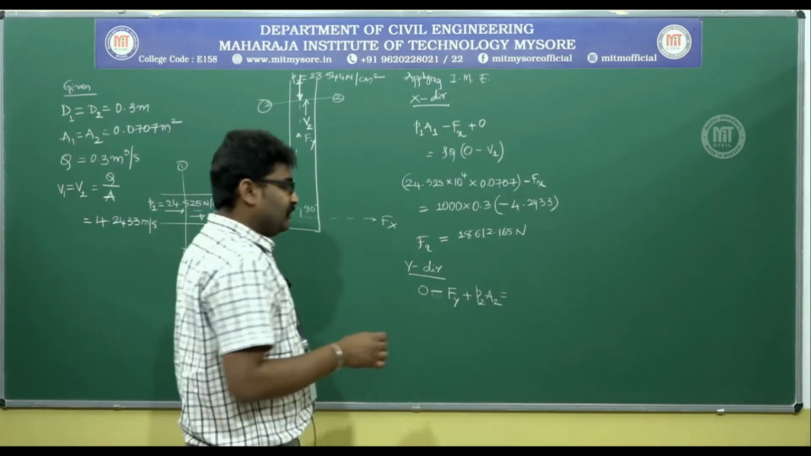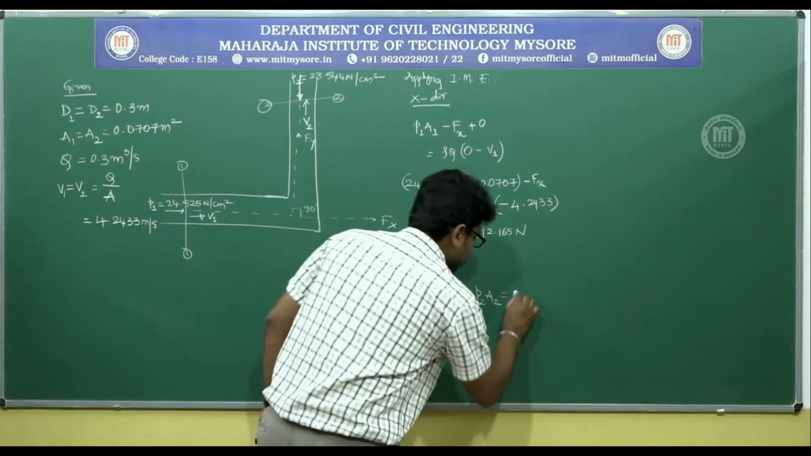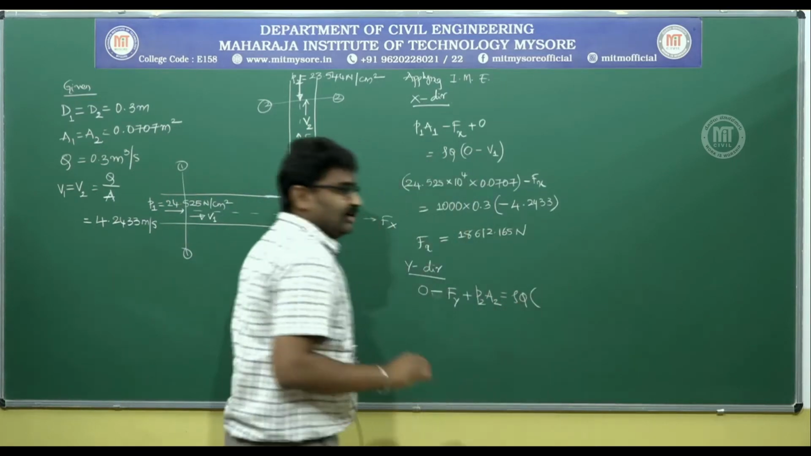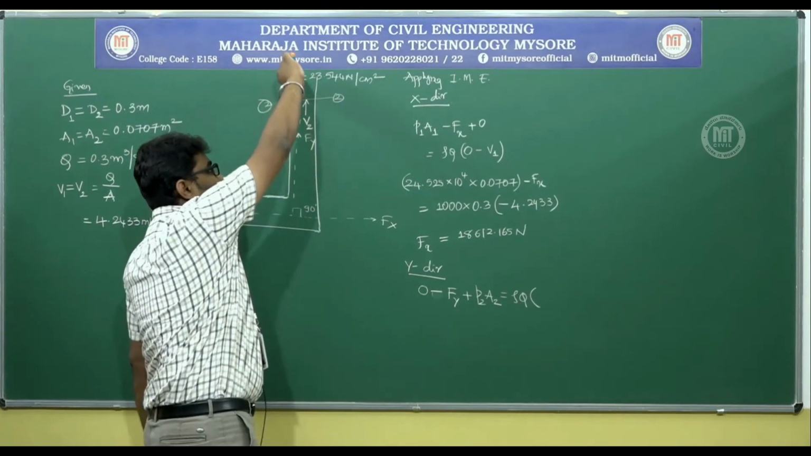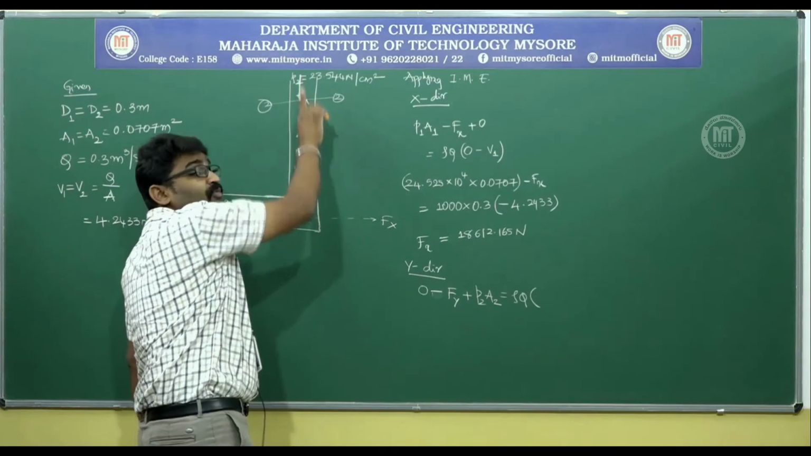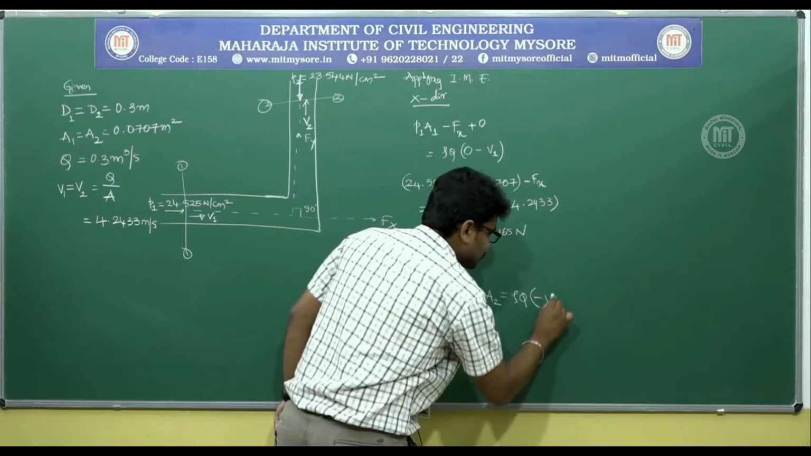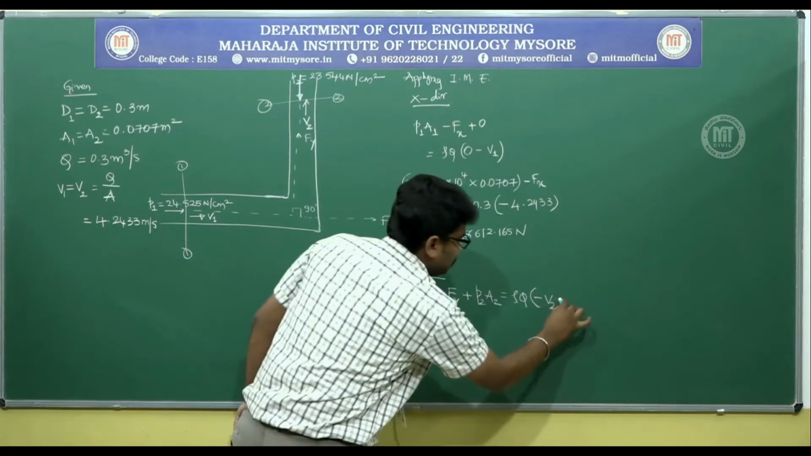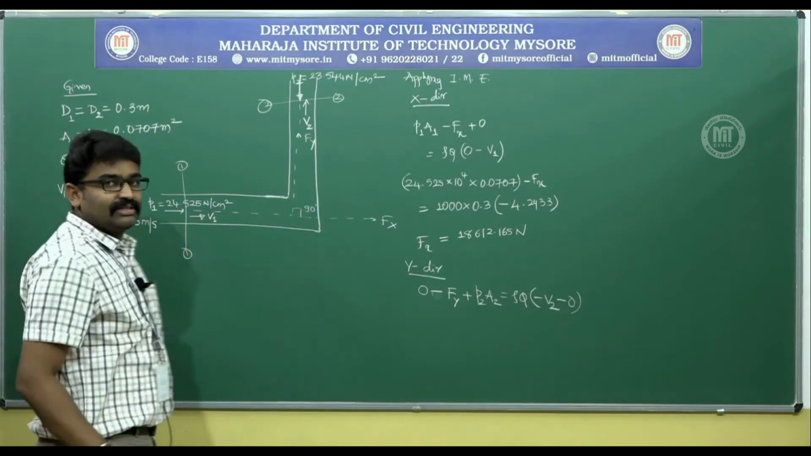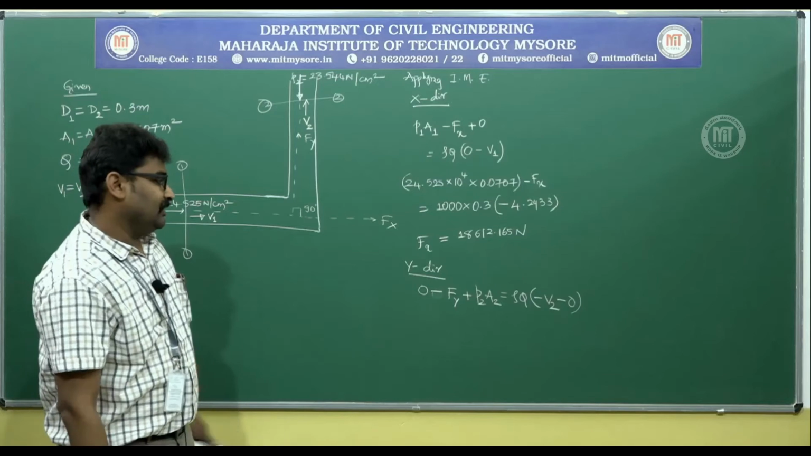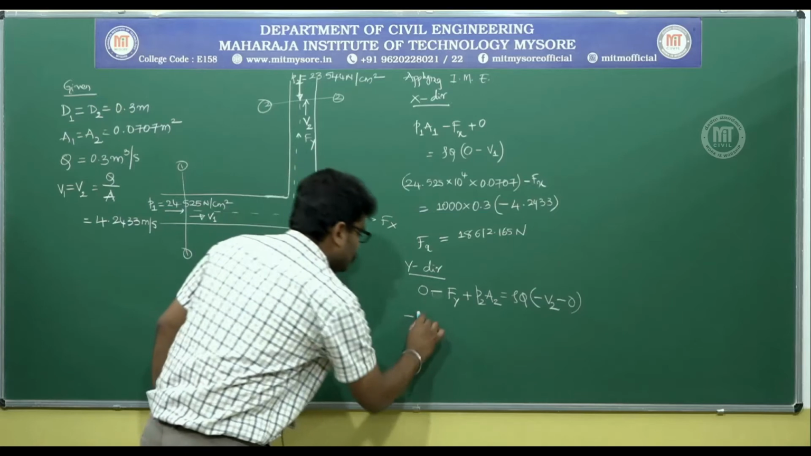So rate of change of momentum is nothing but mass per second into change in velocity. Mass per second is rho q into change in velocity. Final velocity minus initial velocity. Final velocity in y direction is in the upward direction. For me, upward is negative. So minus v2 minus initial velocity in y direction is 0 because v1 is in the pure horizontal direction. It has no components in y direction. So when you do this, minus Fy, keep that to one side.